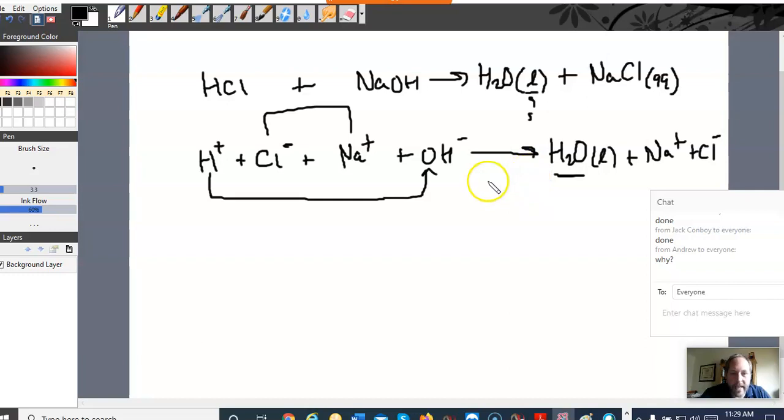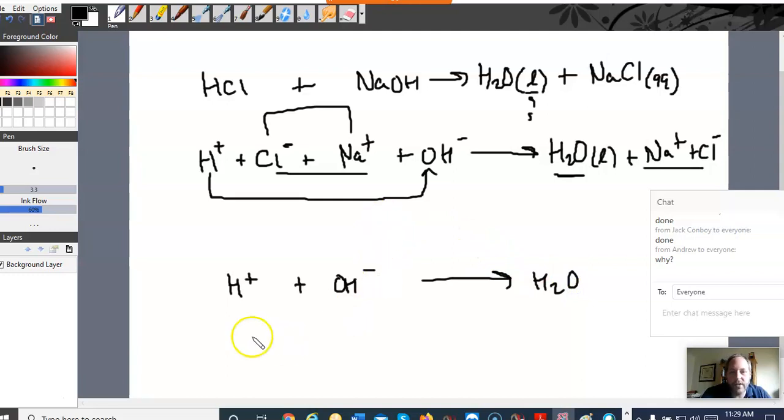So my spectator ions, again, in this case, are the sodium and the chloride, because those start ionic and end ionic. So the overall reaction, my net ionic equation, is H+, which is acid, plus my hydroxide, which is base, becomes water. It neutralizes. That's why this is called a neutralization reaction. I take an acid, I take a base, add them together, and you get a neutral molecule. So it's still a double replacement reaction. However, it's a different type of product in this case.